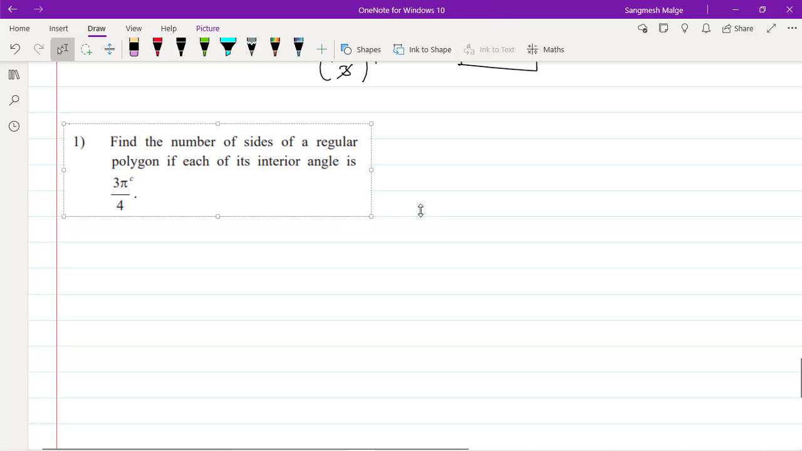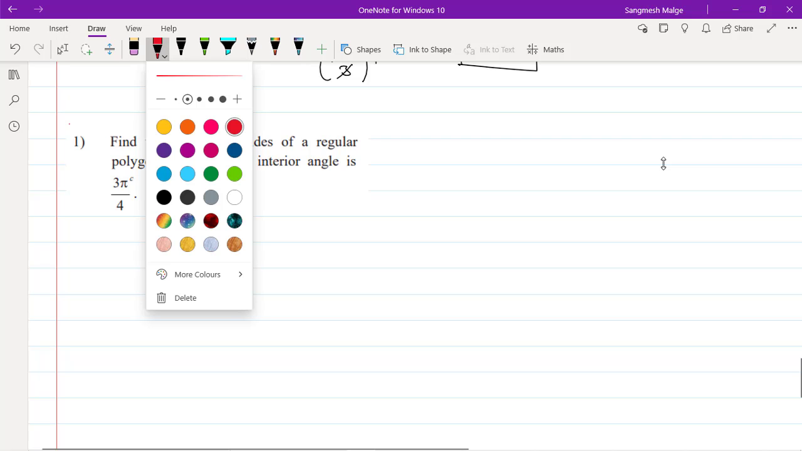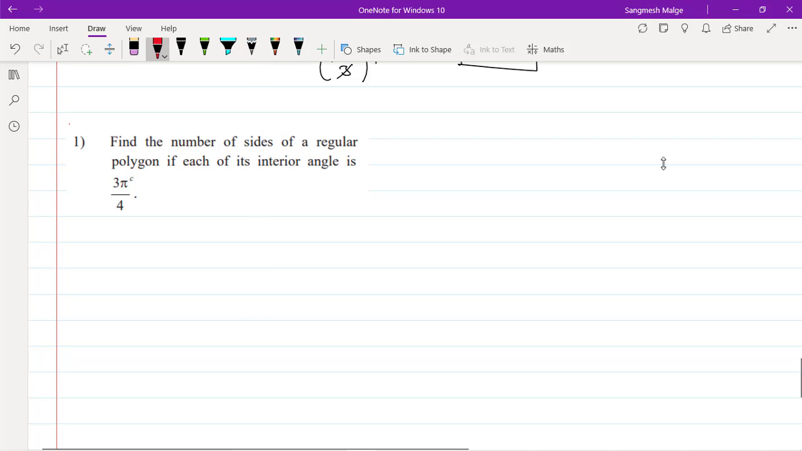If you have done the homework, you can answer this question easily. Find the number of sides of a regular polygon if each of its interior angle is 3 pi by 4. Who will help me? Step number 1 is what? Write down the given information. The interior angle they have given for the polygon.